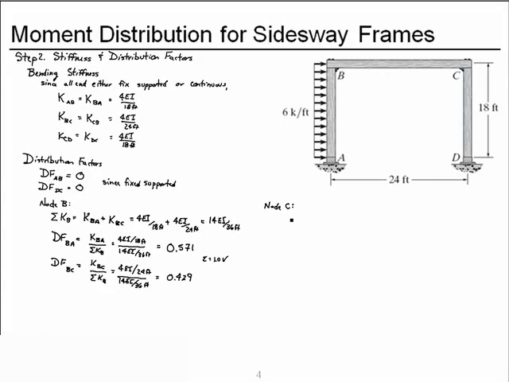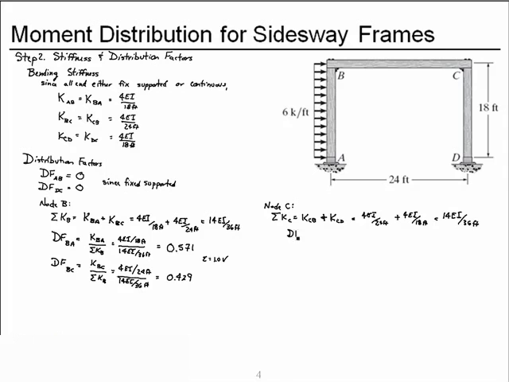Node C. Sum of all the stiffnesses at node C is KCB plus KCD. So that equals 4EI over 24 feet plus 4EI over 18 feet. And again we get 14EI over 36 feet.